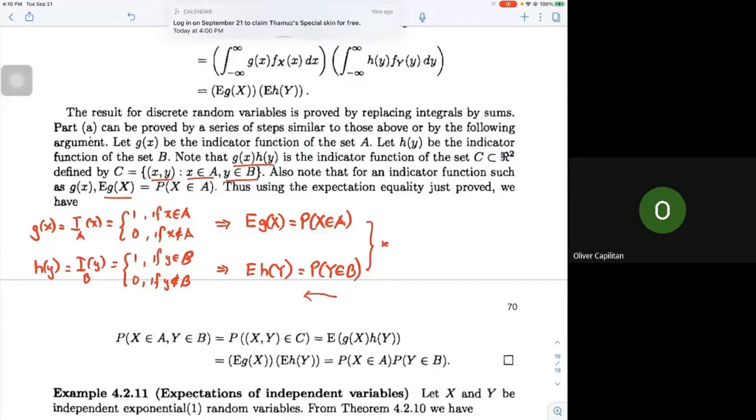And then if you let g of x be equal to x squared and h of y to be equal to y, we see that the expectation of the product, since we have assumed that X and Y are independent, will be equal to the product of the expectation of X squared and the expectation of Y. And the expectation of X squared is actually related to the variance, so we can express it in this form, and then the expectation of Y.